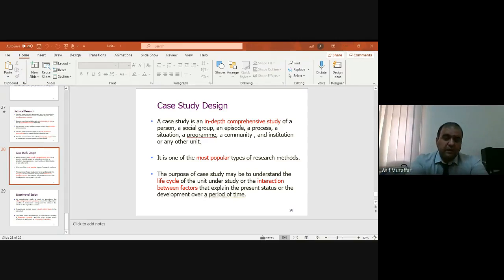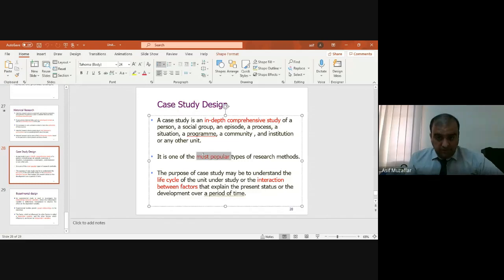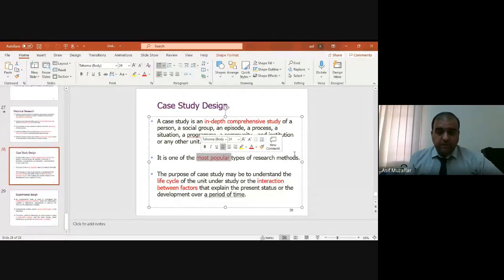Cases give you experience. If you see some problem in the case, how would you solve it? How would you tackle it? So cases are very important. Case study design is also a very important type of research. See this. This is the in-depth comprehensive study of a person or a group or episode or a process. That means one thing, an institution or any unit. It is the most popular type of research method. Most popular. That means it's more popular than writing research papers or doing explanatory or exploratory research. It's more popular than that.